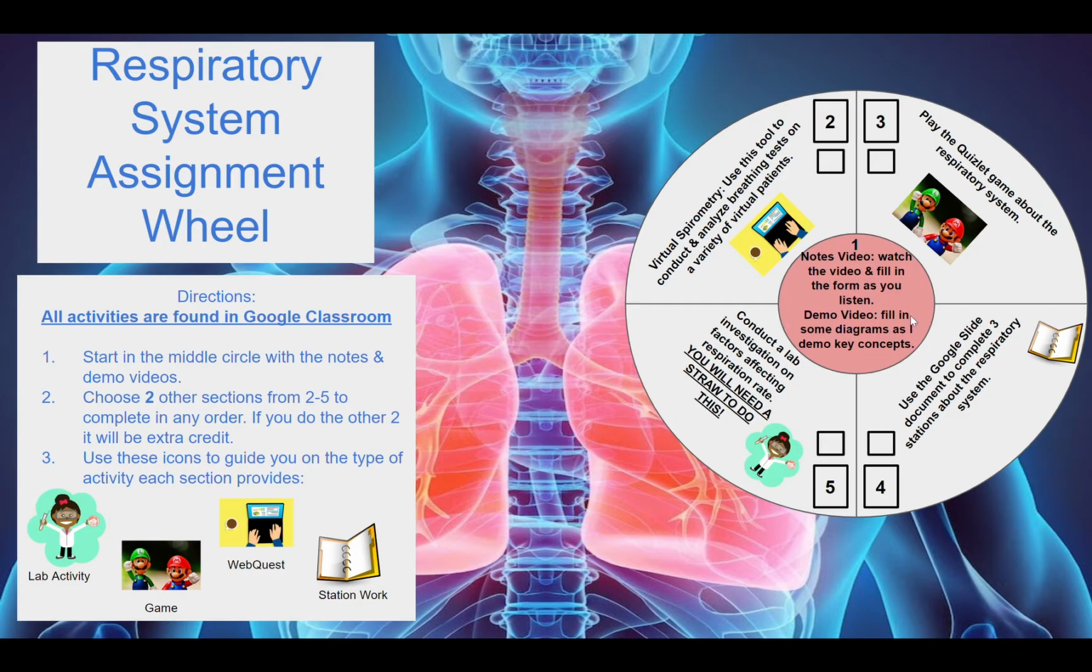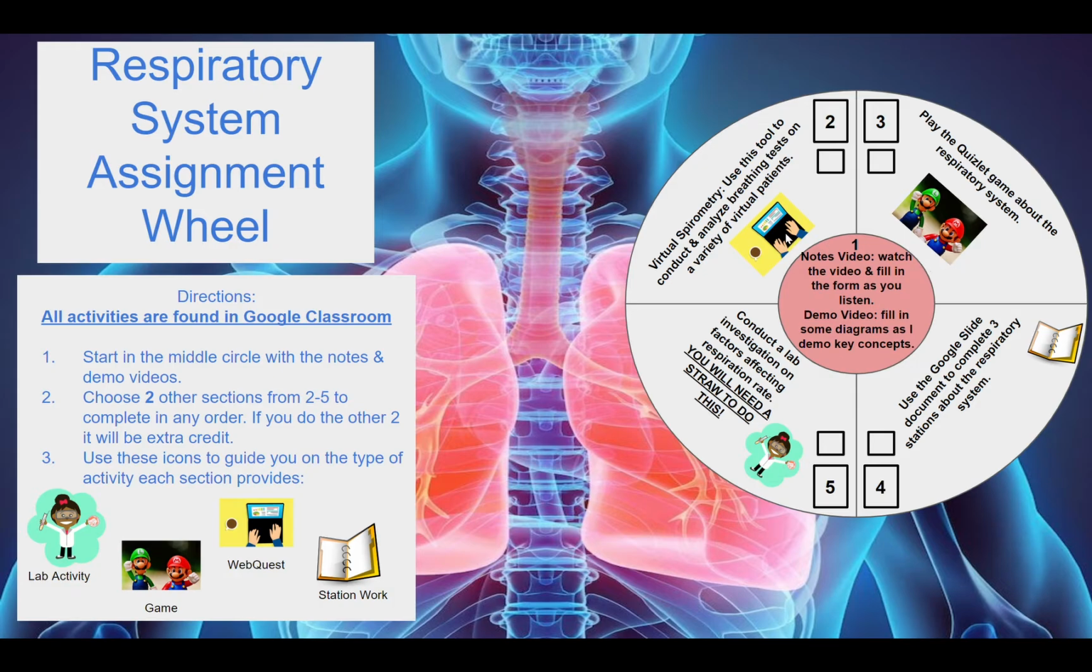Once you do that first, then you can pick 2 of the remaining 4 activities. So it says choose 2 other sections from 2 through 5 to complete in any order. It doesn't matter which order you do them in. If you do more than the 2, then you'll get extra credit for that.